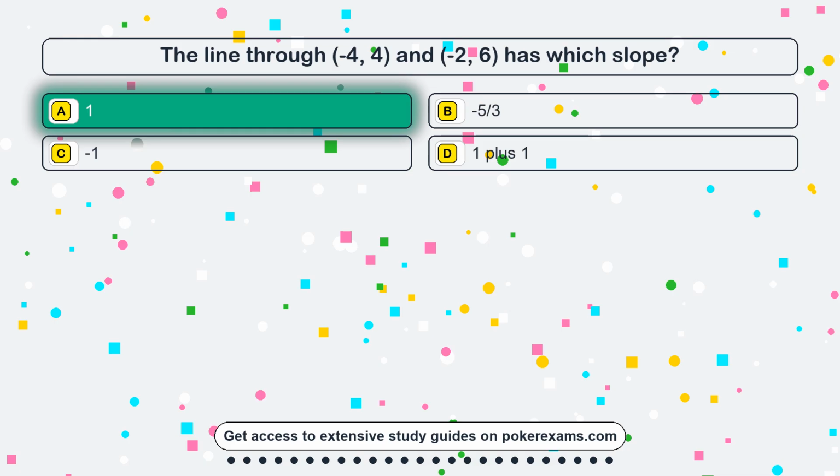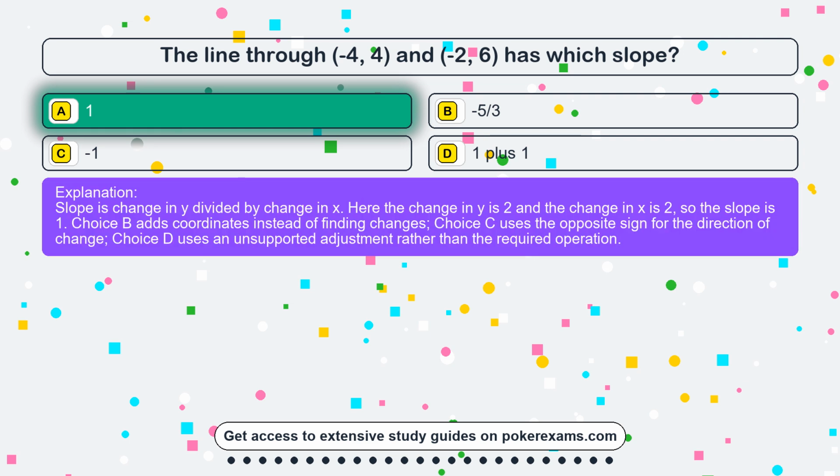The correct answer is option A, 1. Slope is change in y divided by change in x. Here the change in y is 2 and the change in x is 2, so the slope is 1.